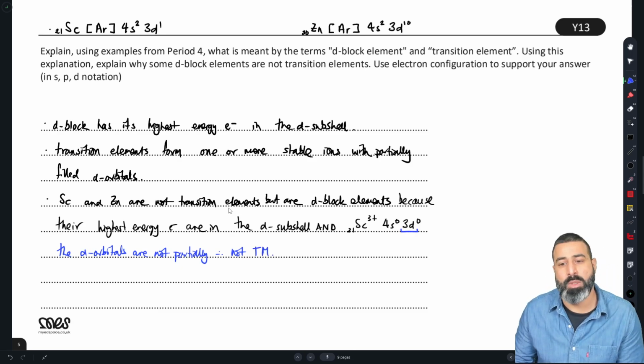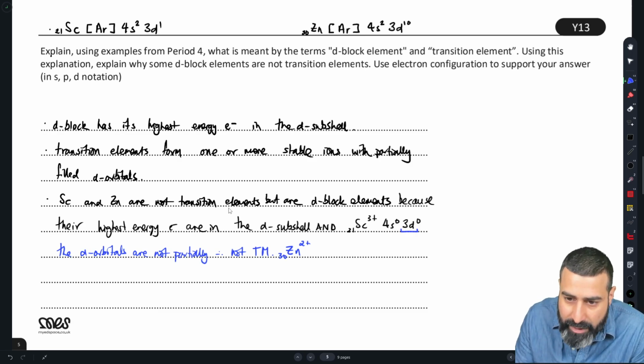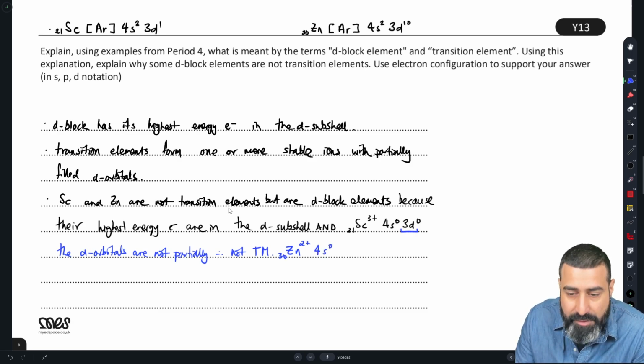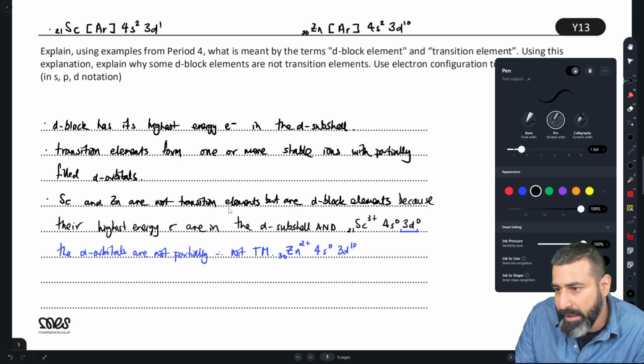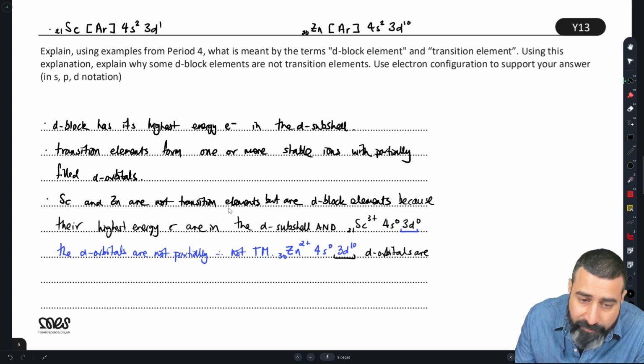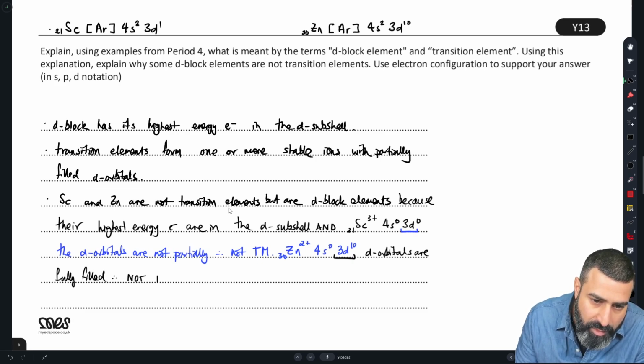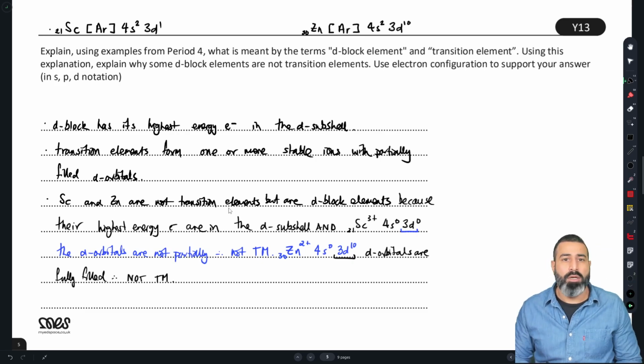TM for transition metal. Let's have a look at zinc. So the stable ion that zinc forms is zinc 2+. So when it forms zinc 2+, the 4s electrons are ionized, so it's 4s0, 3d10, and we can see quite clearly that the d orbitals are fully filled and not partially filled. Therefore not a transition metal.